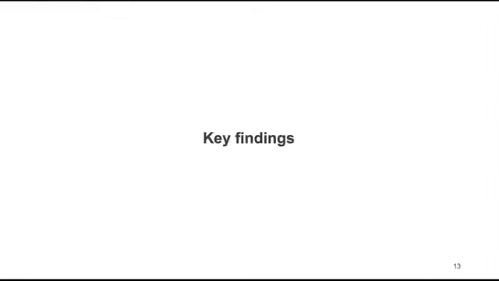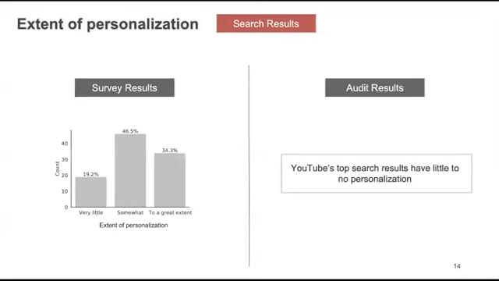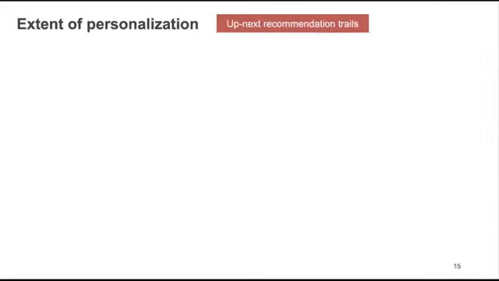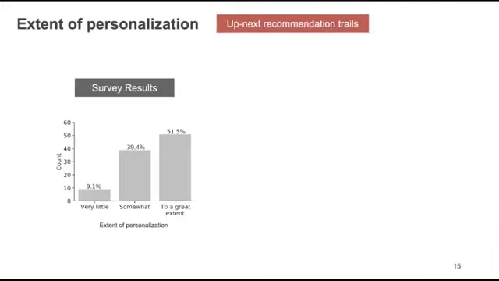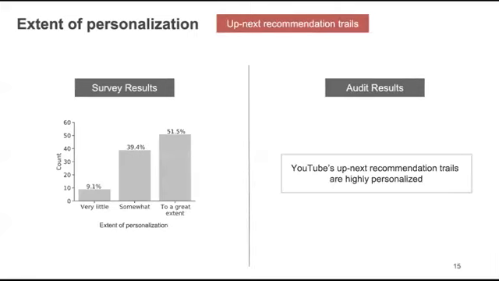I'll discuss some key findings of our crowdsourced audit study. So first, I'll discuss the extent of personalization in search results. When we asked our participants in the pre-study survey how much YouTube personalizes search results, 34.34% users believed that YouTube personalizes search results to a great extent. However, through our audit, we found that YouTube's top search results have little to no personalization. And then when we asked how much YouTube personalizes up-next recommendations, 51.5% of participants believed that YouTube personalizes up-next recommendations to a great extent, which is actually in line with our audit results as well.